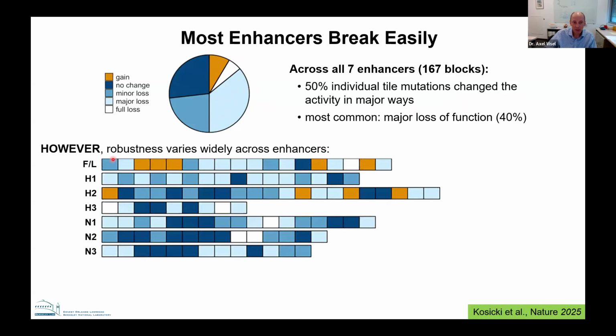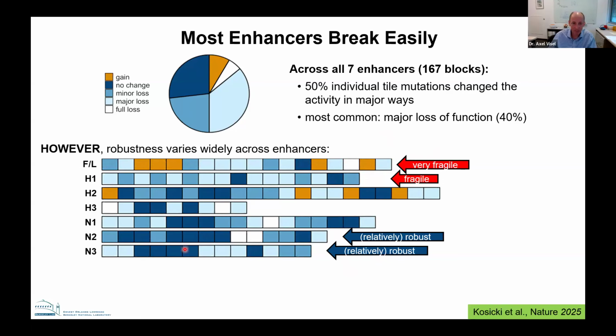This is what it looks like when you look at the individual enhancers. Here's each of the enhancers that we looked at, and along the length of the enhancer, you see the 12 base pair blocks. And then in the same color scheme, you see what happened when we mutated each of these. You can see two things. One is that these functions are generally distributed across the entire length of the enhancer. The other is that some enhancers appear to be very fragile for some reason, for example these first two, where almost any block that you mutate causes a change in function. We have others that are more robust, like these down here, that have many of these dark blue tiles that you can mutate and just nothing happens.